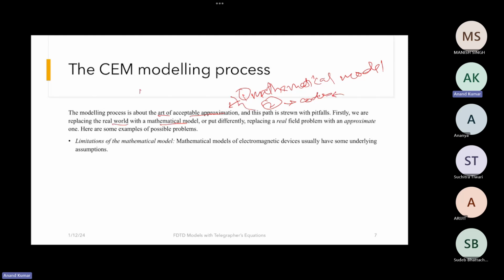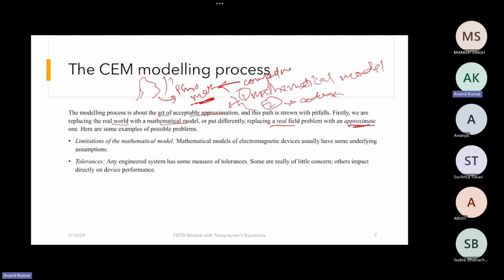For example, if you have an antenna and it is radiating, you try to model this physics with some maths. So this is the first model, and then when the real field is modeled using mathematics, we do some approximations too, so that we can solve this mathematical problem using computers. So let's look at the different things that are involved in the CEM modeling process.